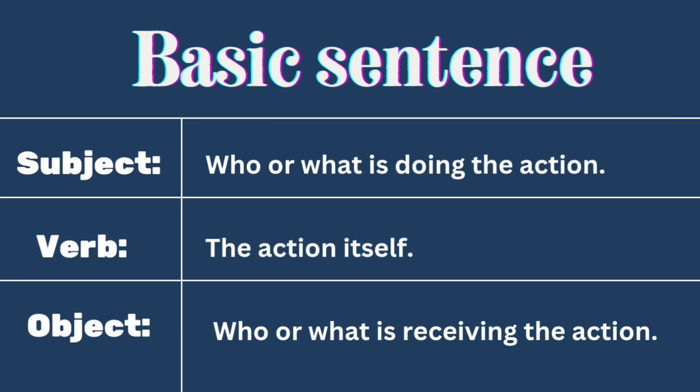First, let's remember what a basic sentence needs. Usually, it has a subject, verb, and object. Subject means who or what is doing the action. Verb means the action itself. And object means who or what is receiving the action. In other words, subject is the doer of the action and object is the receiver of the action.